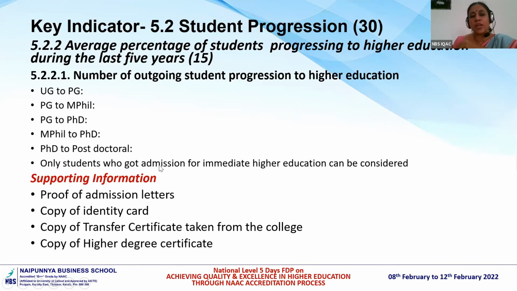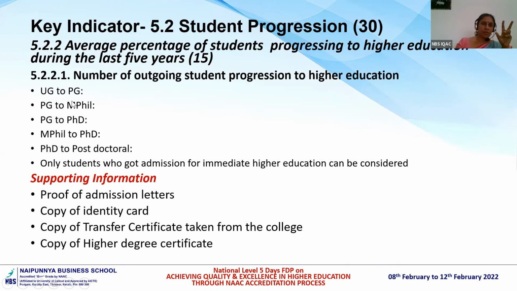Only students who got admission for immediate higher education can be considered. Suppose your UG student has gone in for a PG program, and after PG he or she has gone for a PhD program. That PhD you cannot show. Only the immediate higher studies from your institution to another institution can be shown. We lost a lot of points here, because it is an MBA program, most of the students go in for placements, and none of them are going for higher studies. So we lost marks in this.